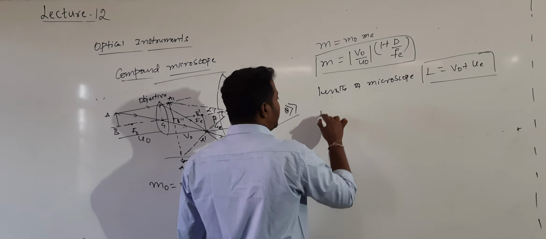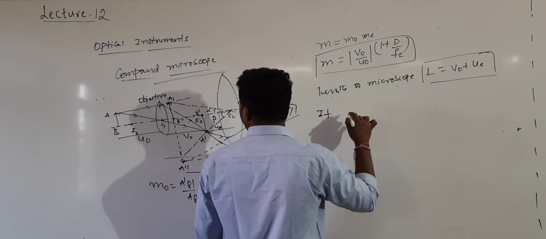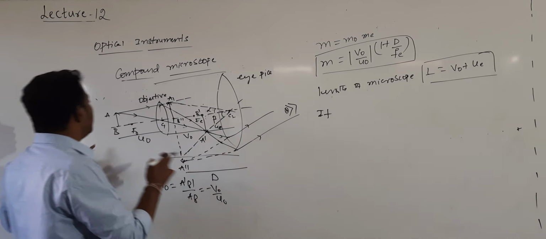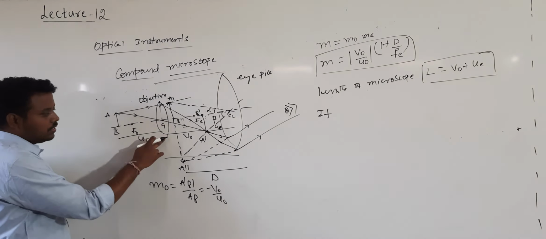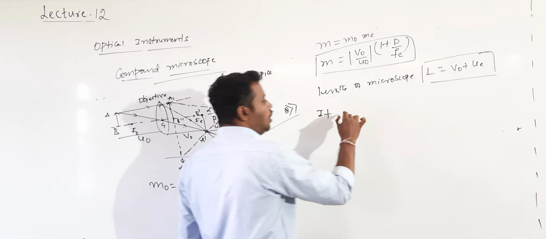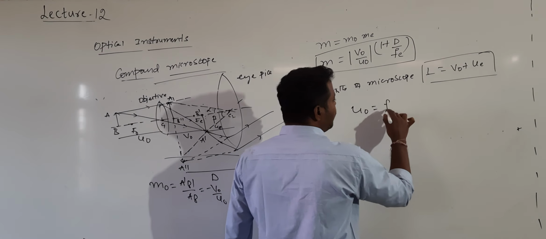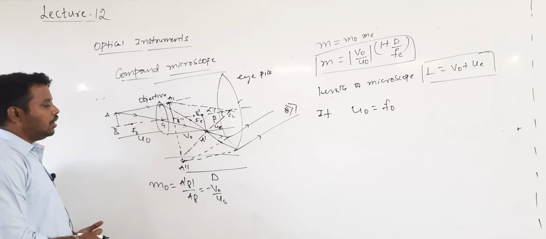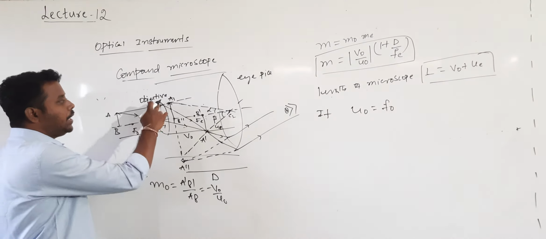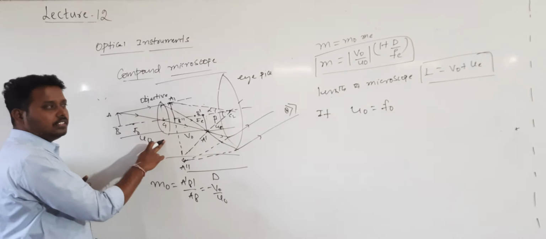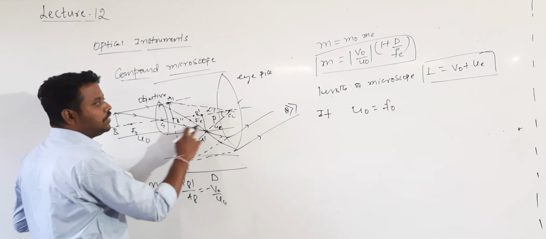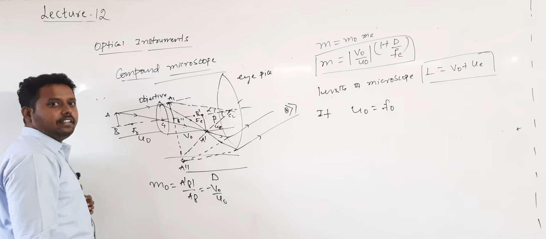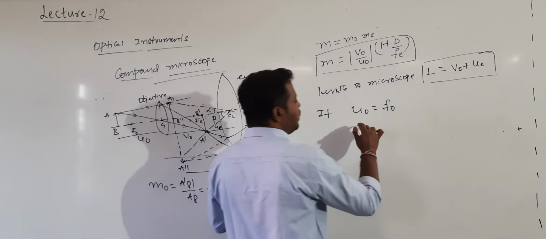So if the condition is that the object is very close to the objective lens, if u0 is equal to f0, then what happens? The image will be formed by this objective lens at infinity. That infinity is very close to the eyepiece. So at that time what happened to the v0 value?